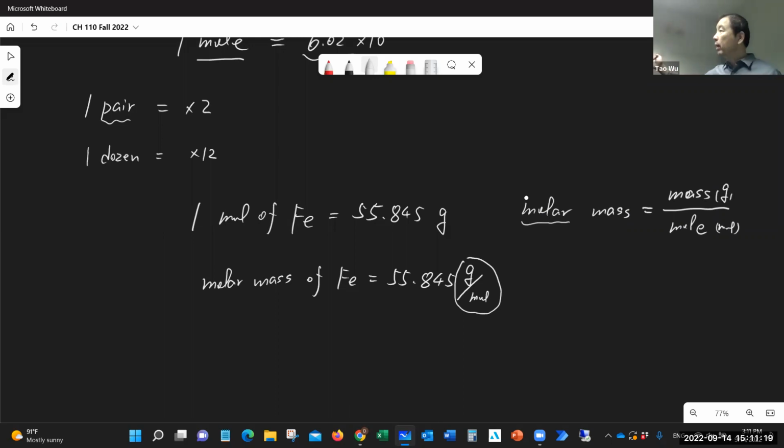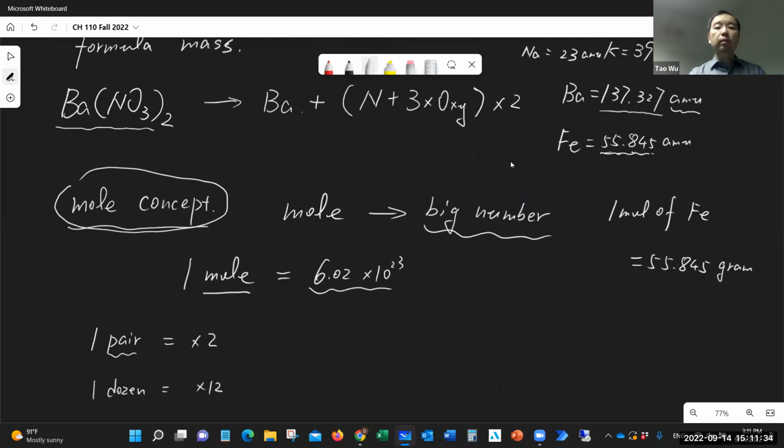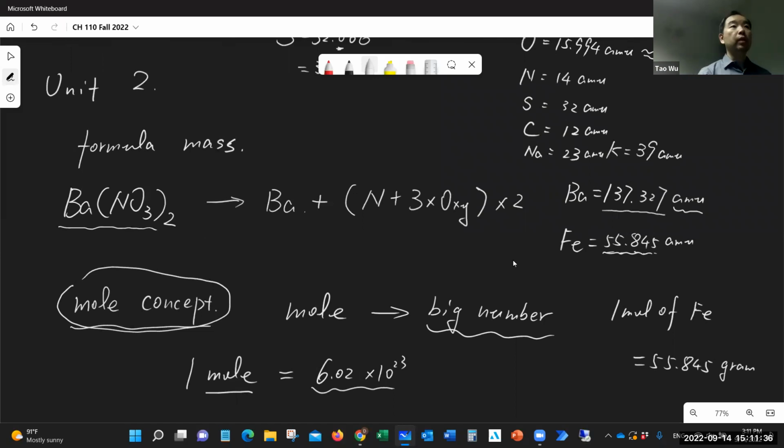Okay, so the molar mass of any of the elements you can find in the periodic table. Does it make sense? Well, combine that with what we learned previously about formula mass, and it is doing the same thing. You can also figure out the molar mass of any kind of compound just by adding them together. So instead of adding AMU as a unit, you just add gram per mole as a unit. That makes sense, right?